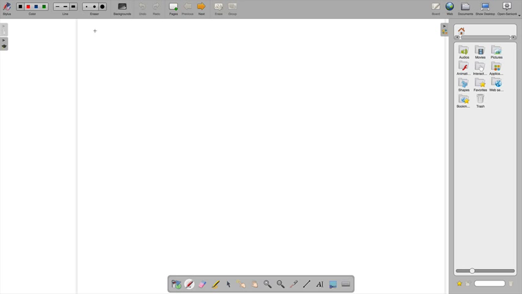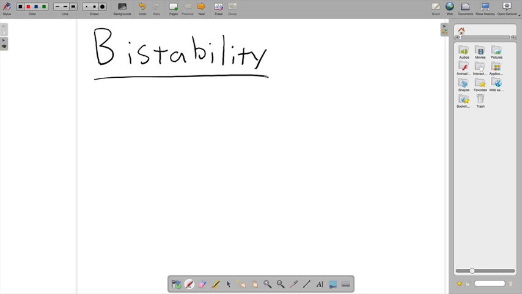So we'll start off with the definition of bistability. In a dynamical system, bistability means the system has two stable equilibrium states. It doesn't matter how many it has in total, but we need two stable states.